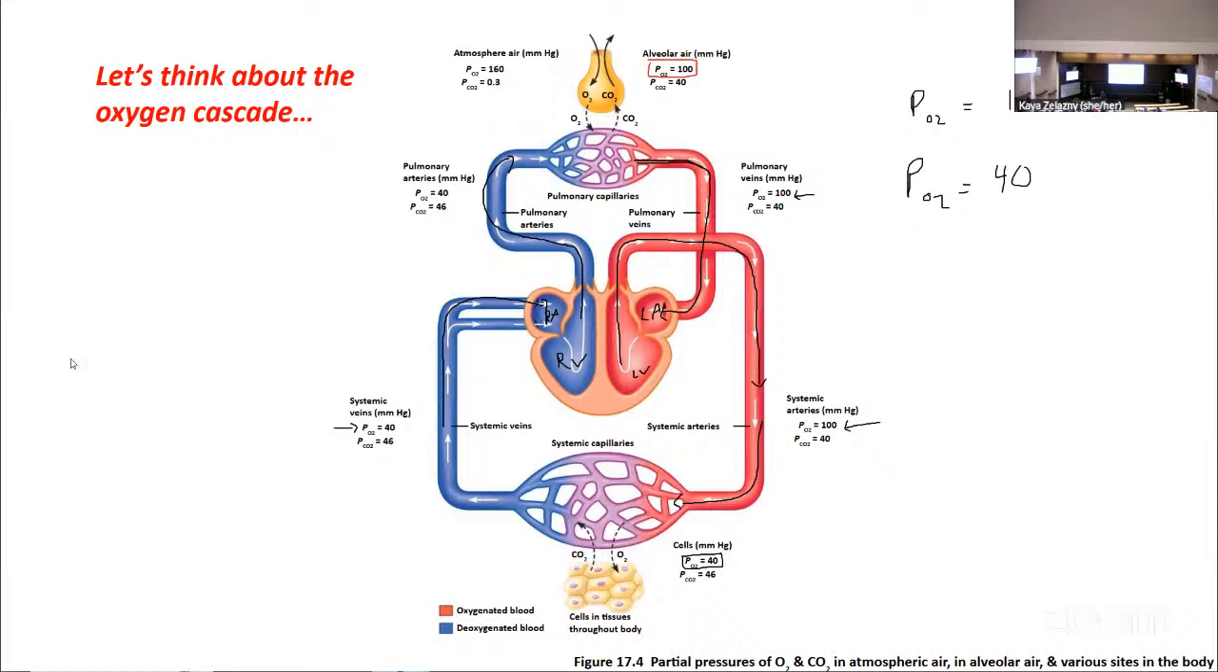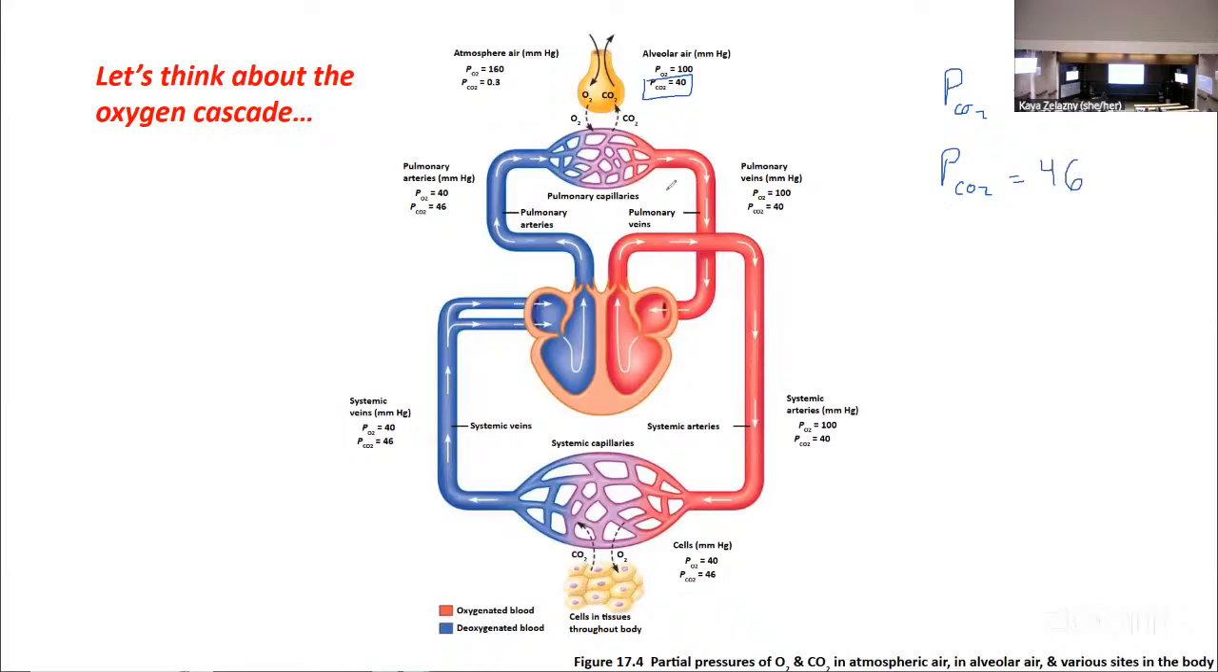We can trace the same flow with carbon dioxide, and we see shifts at the same places. We're going to start out with a partial pressure of carbon dioxide at 40. This is our lower number for carbon dioxide. We have two numbers to know for carbon dioxide: a partial pressure of 40, and the other number on the opposite side is 46. Those are the two options if I ask you for a partial pressure for carbon dioxide.